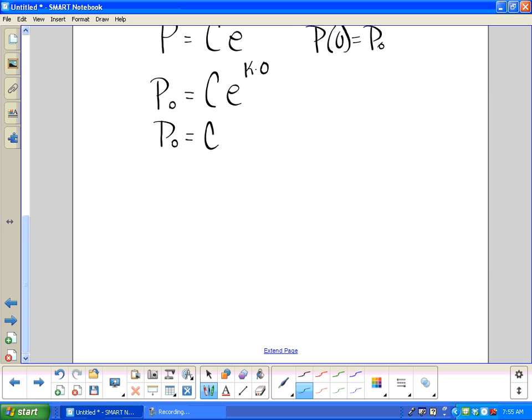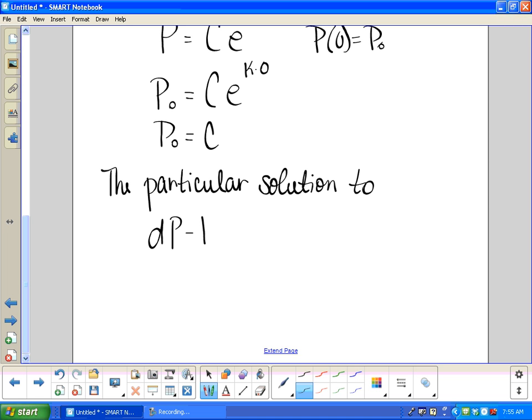And then I get my particular solution. So the particular solution to my DE, which was dP minus kP dt equal to 0, is P is equal to P sub 0 e to the kt. If you know anything about exponential growth or decay, that should look like an expression that you've seen before.